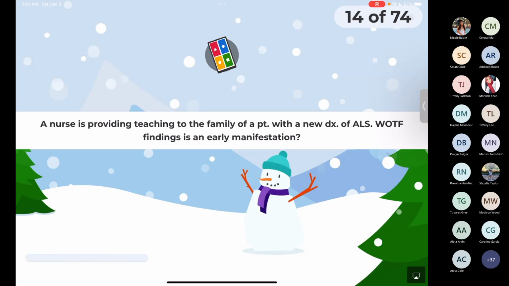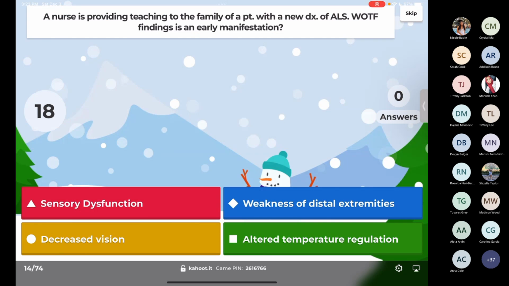A nurse is providing teaching to the family of a patient with a new diagnosis of ALS. Which of the following findings is an early manifestation of ALS? What's an early manifestation?